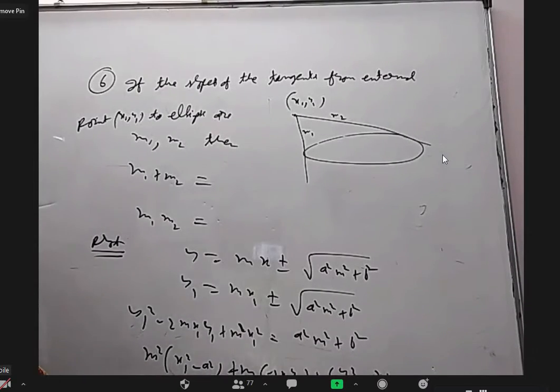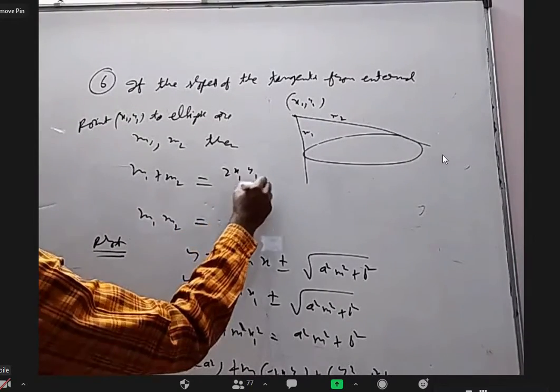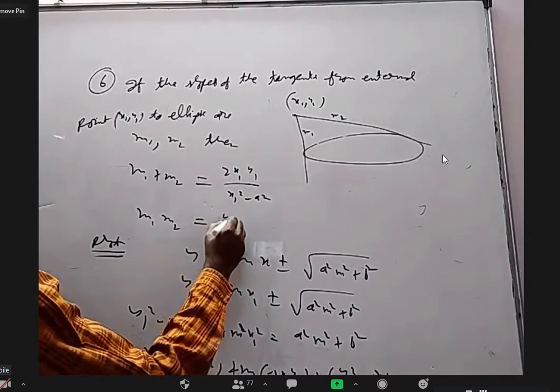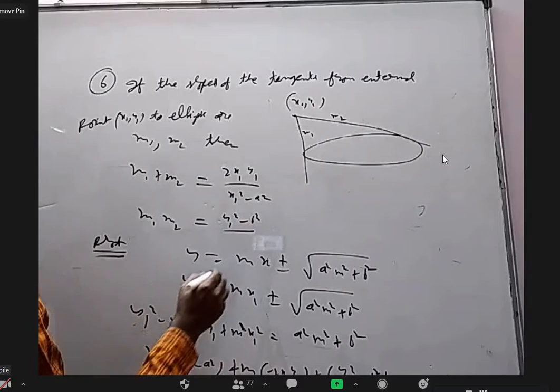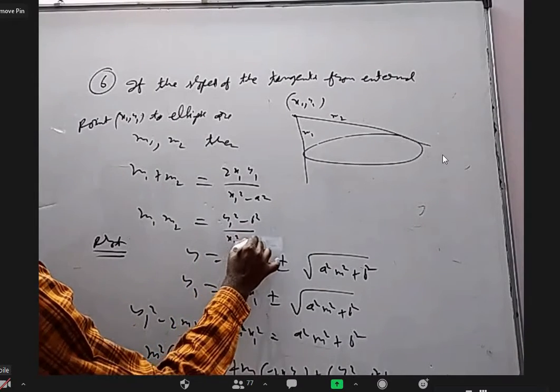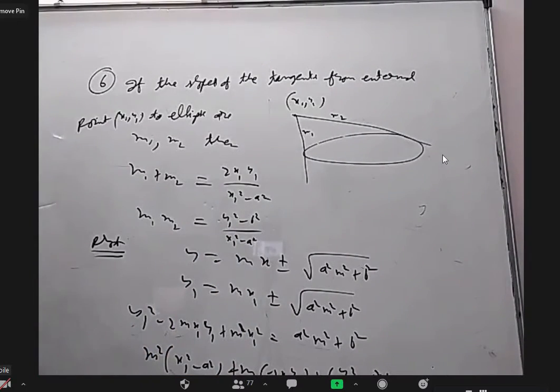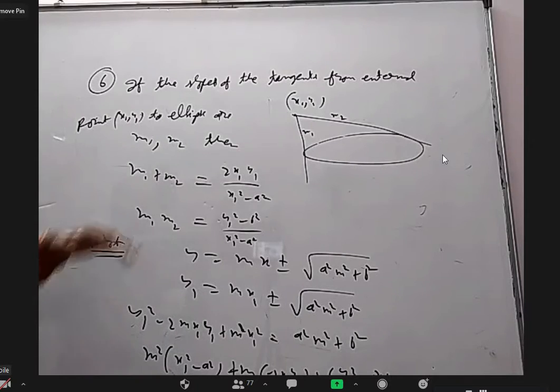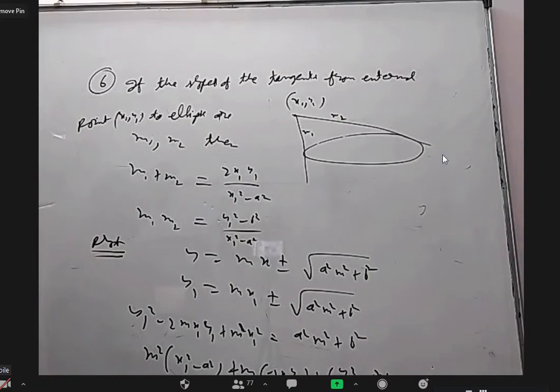Okay, from this, what is sum of the roots? 2x1 y1 by x1 square minus a square. Product of the roots, y1 square minus b square by x1 square minus a square. Okay, these are the two things. I'm not asking you to remember, but there can be many questions where we'll be using these repeatedly.